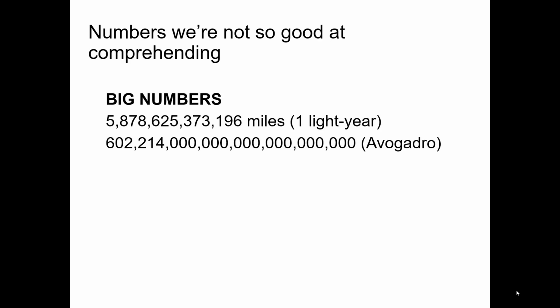But numbers that we're not so good at comprehending tend to be really, really big numbers, like the first one, which is, let's see, we've got a million, a billion, that would be 5,878,625,373,196 miles. That's a big number, but what we're bad at is comprehending how large that number is. Like, what is the meaning of 1 trillion miles? And this one as well, which is Avogadro's number.